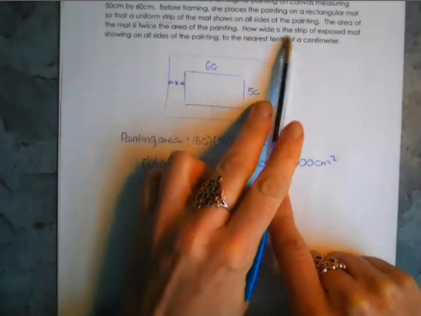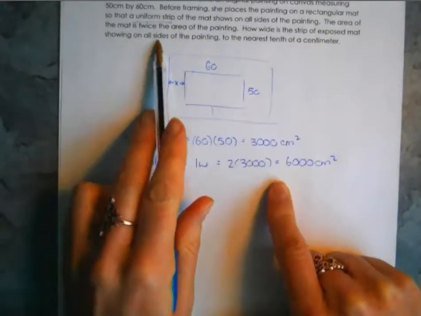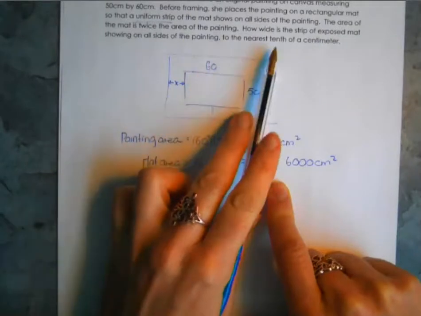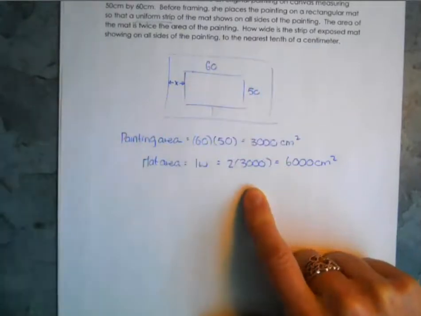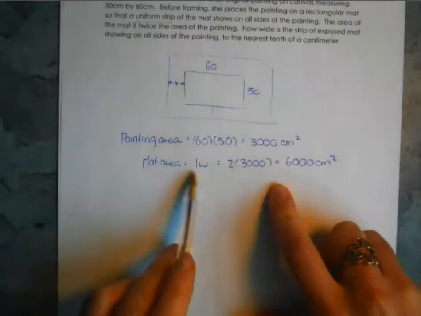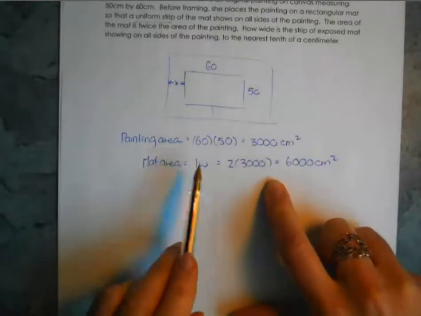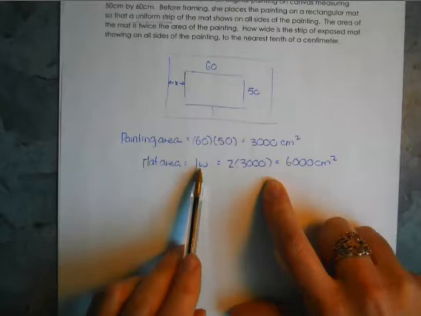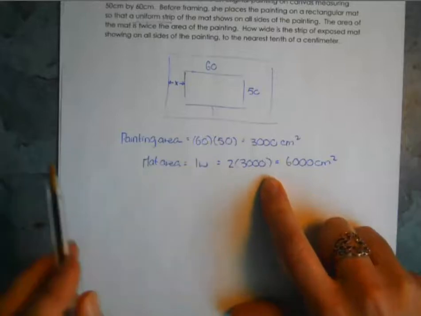They want to know how wide is the strip of exposed mat showing on all sides of the painting to the nearest tenth of a centimeter. So we're going to be using decimal values. Now we have the area. We don't know what the length and the width are. So this is where we have to develop an algebraic formula to represent the length and the width.